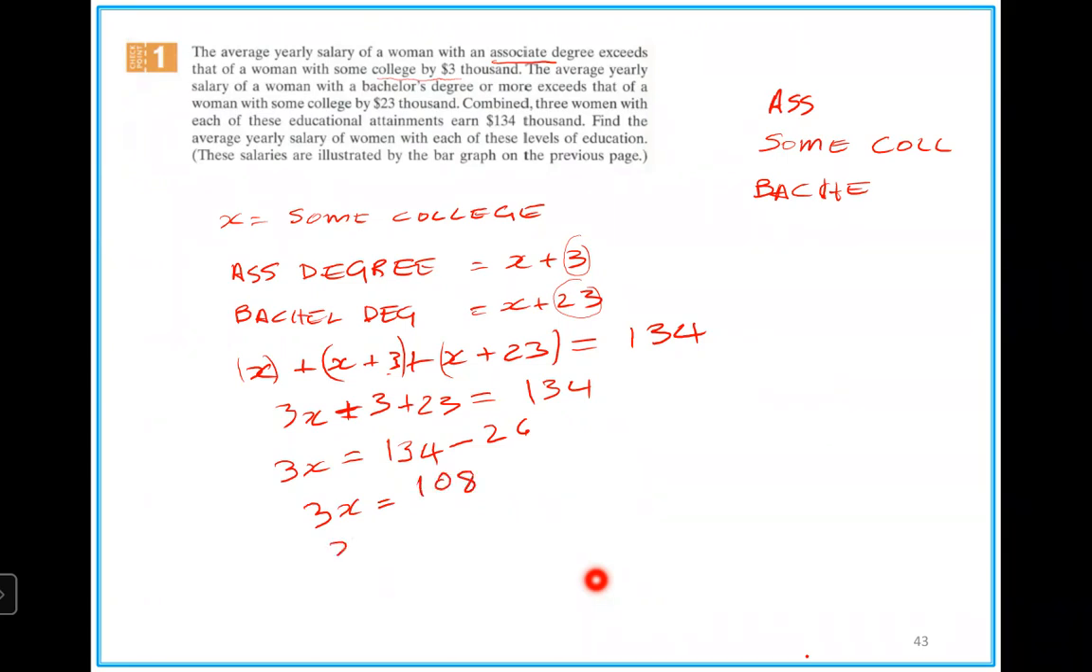108. So X would be equal to 108 divided by 3. X equals 36. Okay, so if X equals 36, then what can we conclude from there?